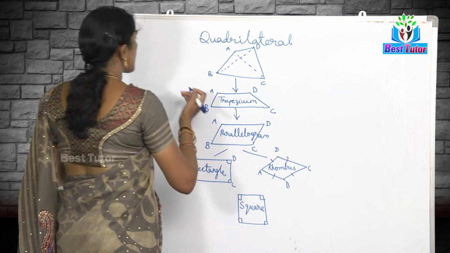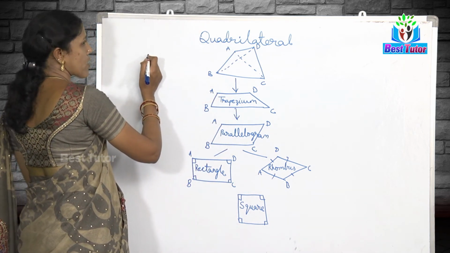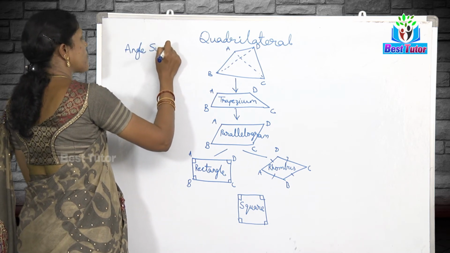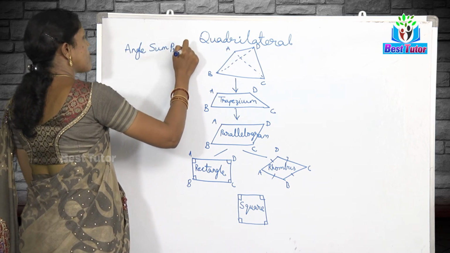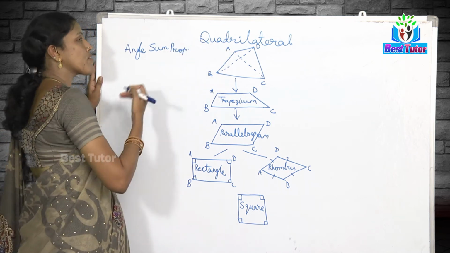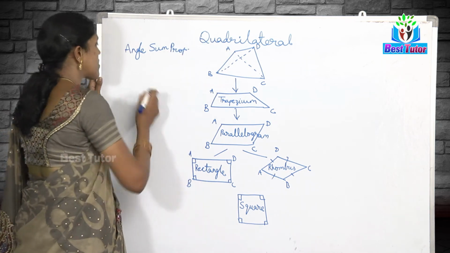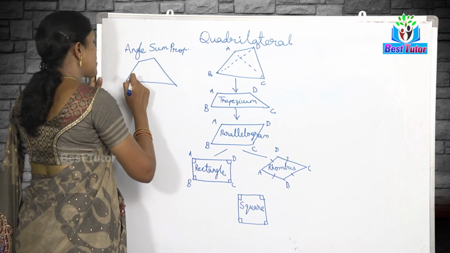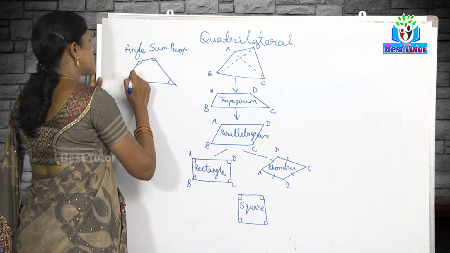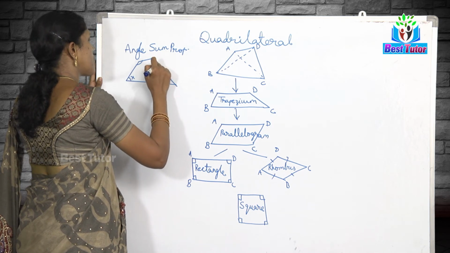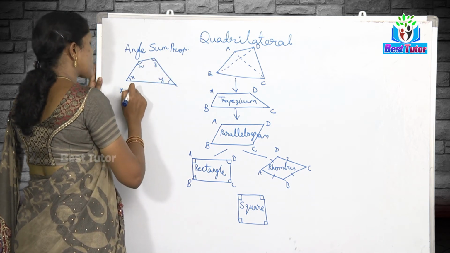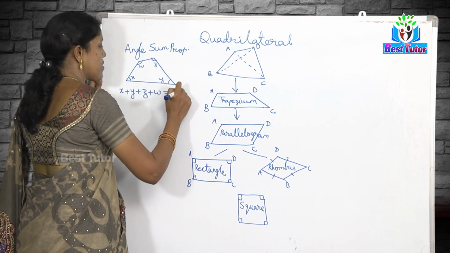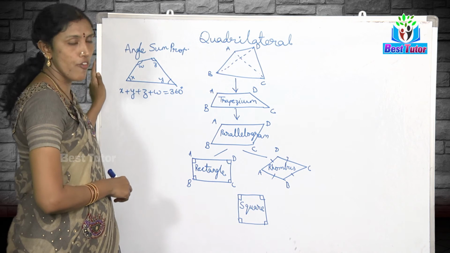Before we continue, let me explain the basic property of a quadrilateral. It is called the angle sum property. Like in the case of a triangle, the sum of the three angles of a triangle is equal to 180. Here, in a quadrilateral, we have four angles. The sum of the four angles of a quadrilateral is equal to 360 degrees. So this is called the angle sum property of a quadrilateral.